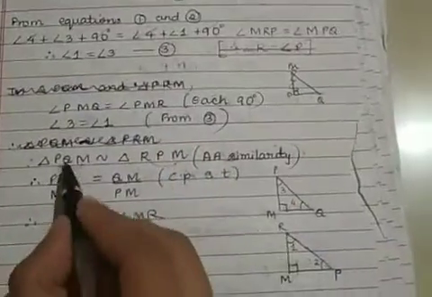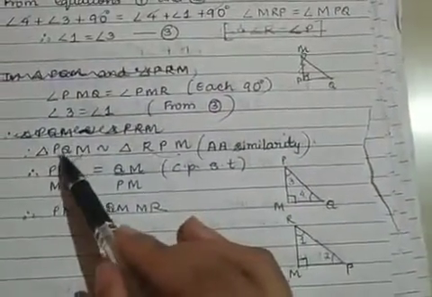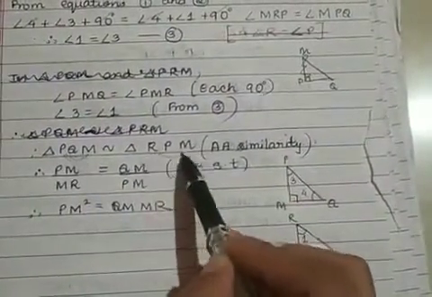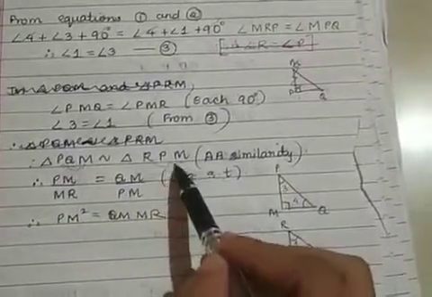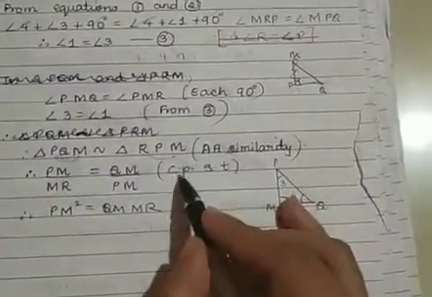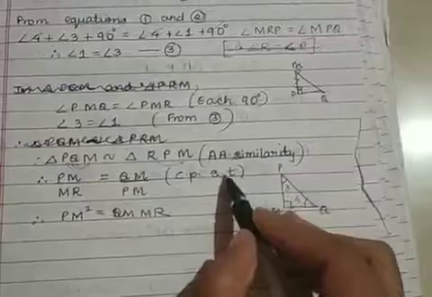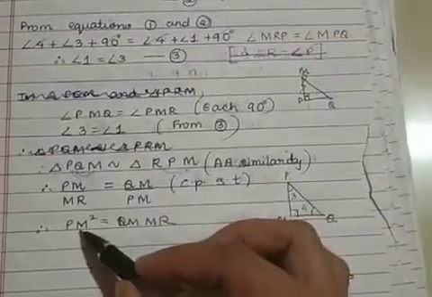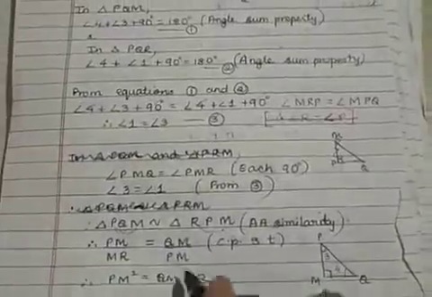So we can say, since we want here PM, QM and MR, so I am taking here PM upon RM or MR is equal to QM upon PM. And on cross multiplying we get here, this is CPST, which stands for corresponding parts of similar triangles. So we get PM square is equal to QM into MR.